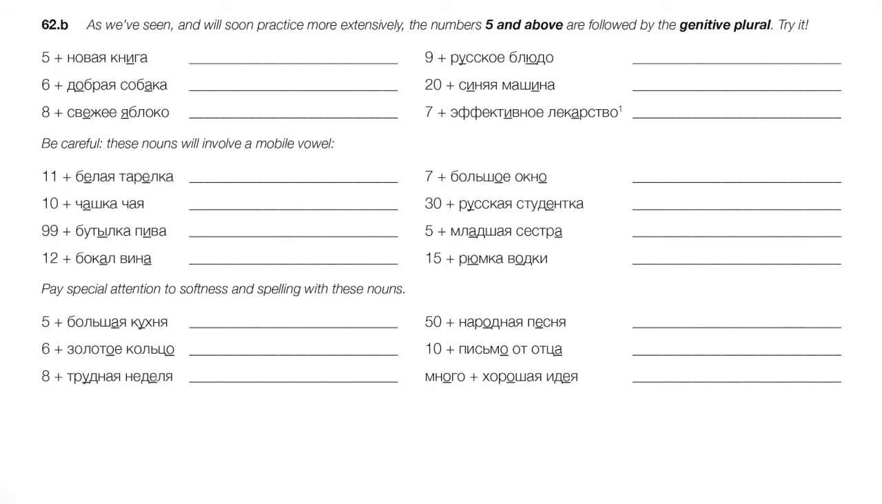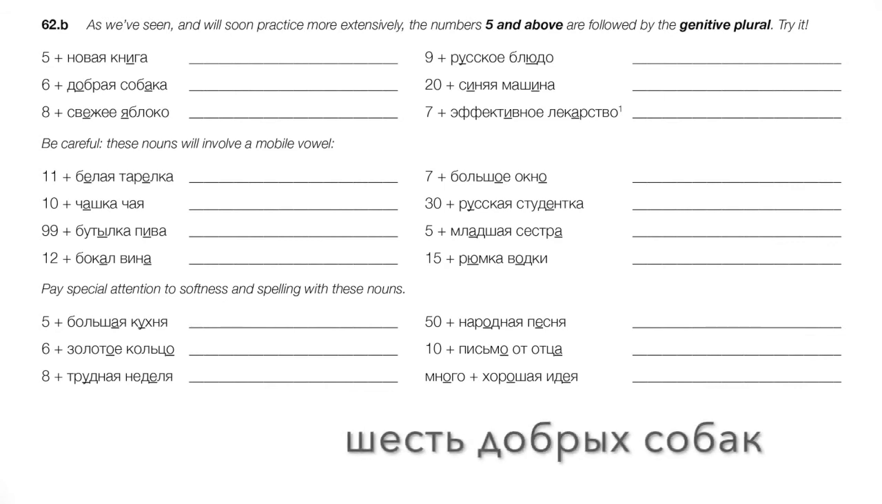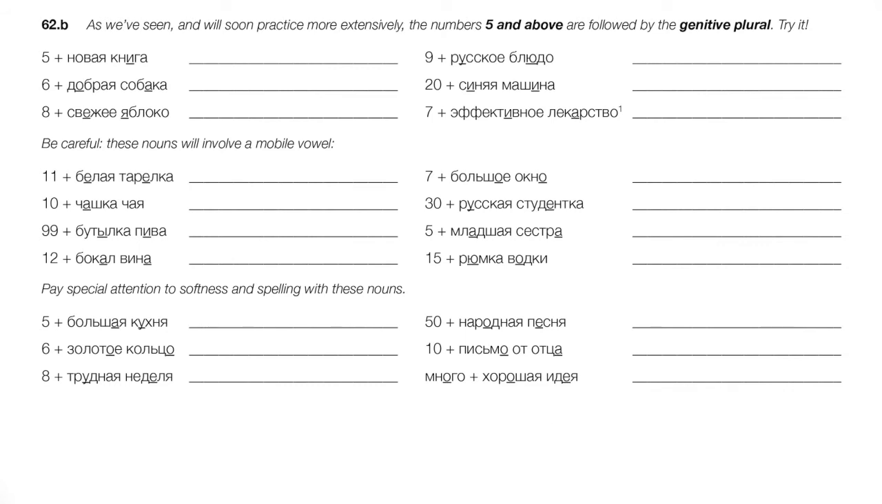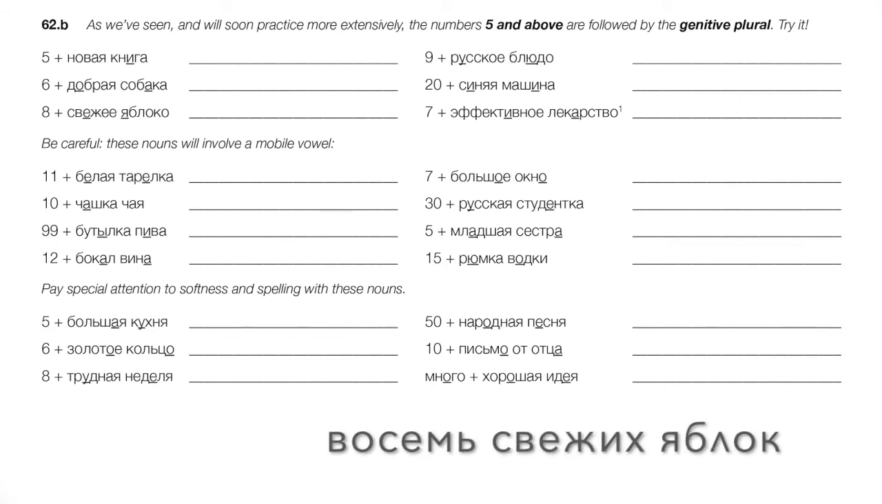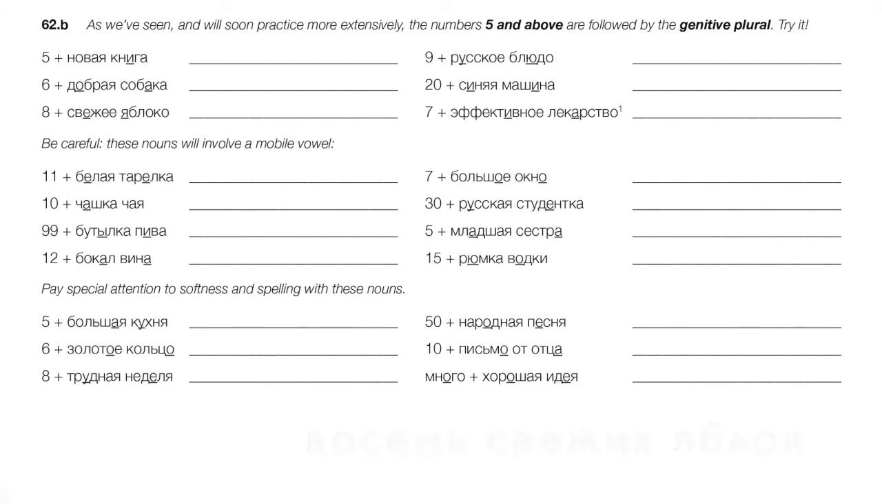Okay, so 5 new books. Пять новых книг. Remember all the adjectives here are going to be ых or, if they're soft, they'll take их, and we'll also write их if we have a 7-letter spelling rule issue. Пять новых книг. 0 ending. Okay, 6 good dogs. Шесть добрых собак. 0 ending. 8 fresh apples. Восемь свежих яблок. They're их because of the spelling rule. So 0 ending again.